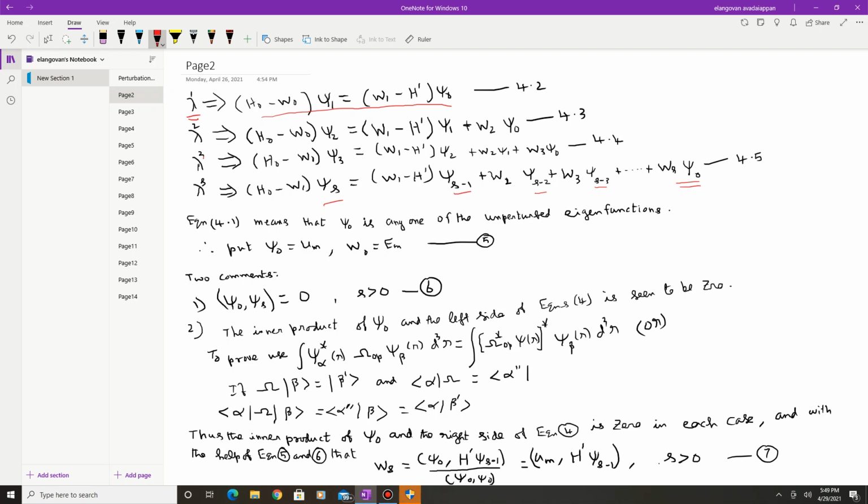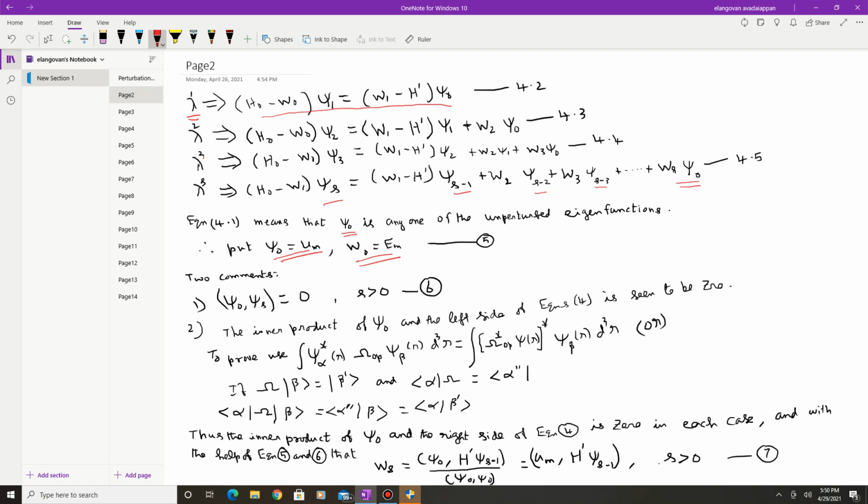Now let us put the psi naught. The psi naught is one of the unperturbed eigenfunctions. So for convenience we put psi naught equal to um. This is the unperturbed eigenfunction, and W naught, the unperturbed energy, we put as Em. This is the unperturbed energy level.